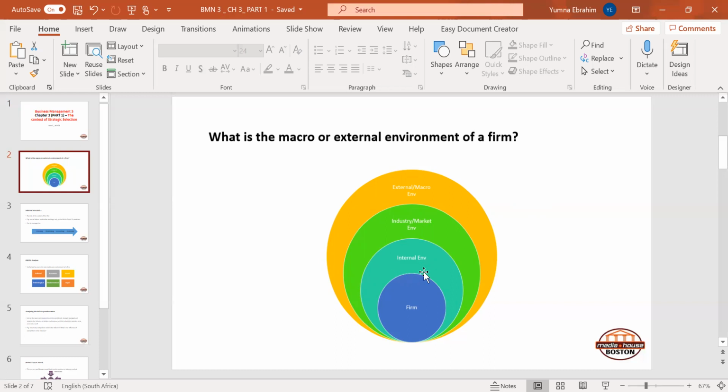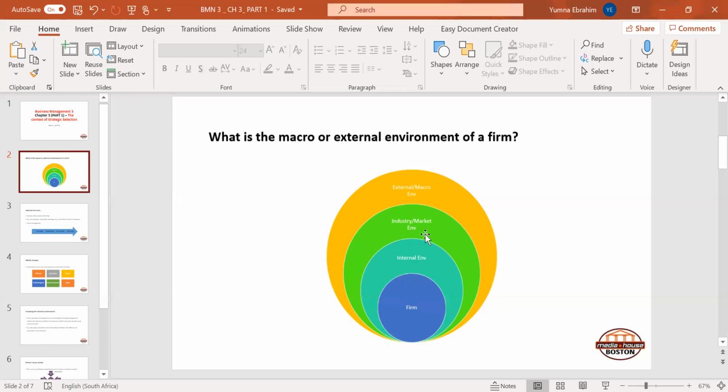Then every firm is part of what we call the industry, also known as the market environment. Here, for example, we as Boston Media House form part of the private education industry. So, industry or market environment. In terms of retailers, Pick n Pay forms part of the industry environment where the other competitors in the retail industry are players like Spar, Makro, Game, Checkers, etc.